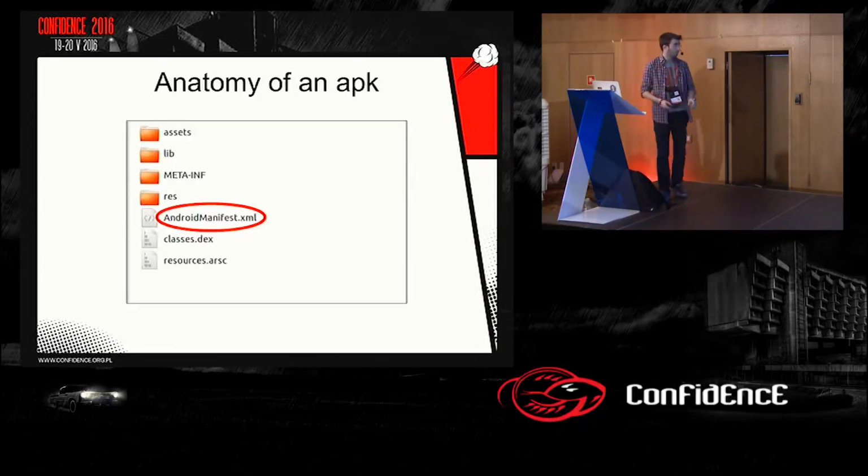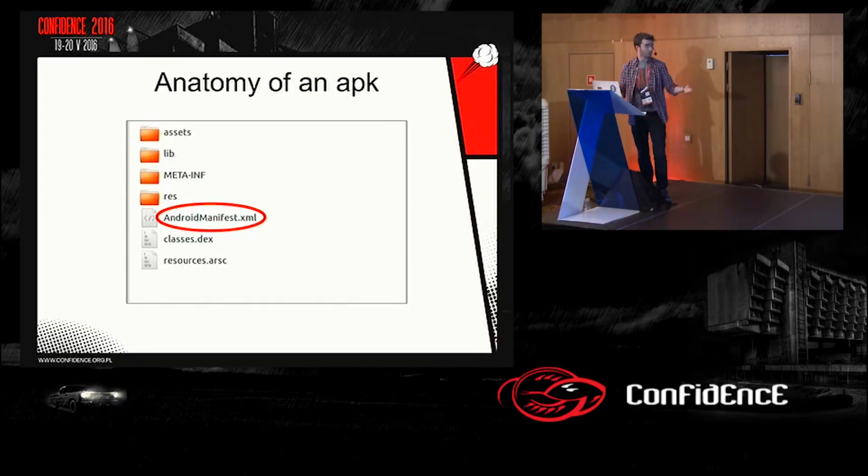So, an APK, like in the previous talk, we say it's similar to a zip. So inside the APK, we can find the following files. One of the most important files is the AndroidManifest.xml.